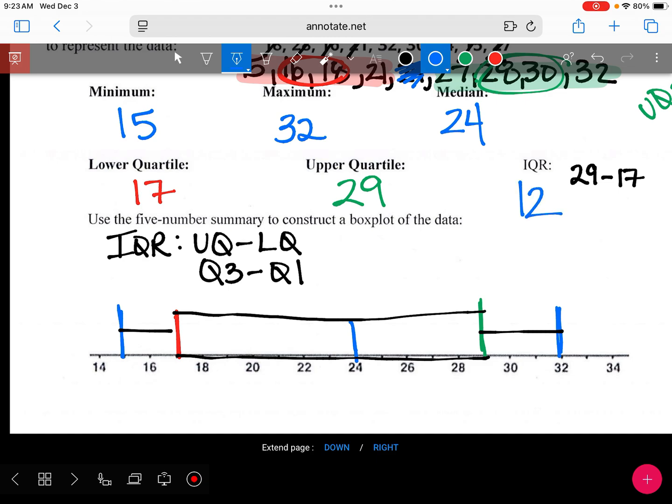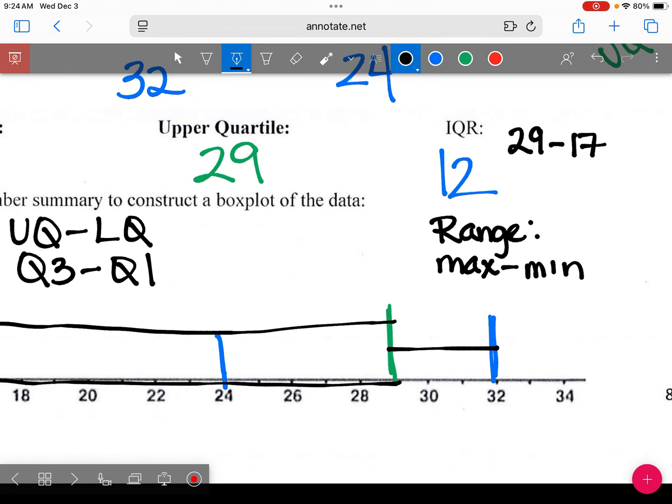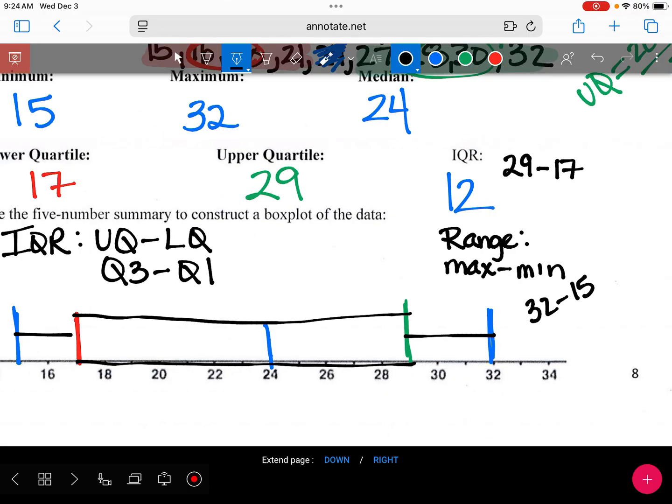Now, I didn't ask you for range, but I want you to add it in there. Let's also write the range, just the regular range. To find the regular range, that's your highest number minus your lowest number. So in this example, my highest number was 32, and my lowest number is 15. So go ahead and see what you get when you subtract 32 minus 15. And I believe that's 17. Is that 17? All right, so that we had to add in.